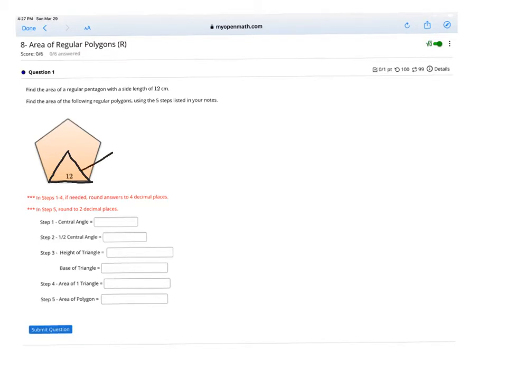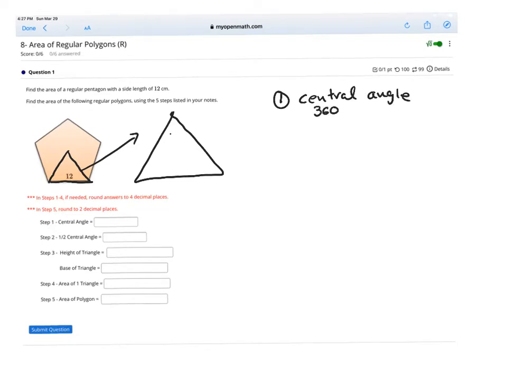So if I take this triangle out and just draw it a little bit bigger here, a couple of things we're going to need to find. The first thing we're going to need to do is find the central angle. You can do that with any polygon by taking 360 and dividing it by the number of sides. In this case, there's 5 sides, so that'll be 72. That will be your first answer in there.